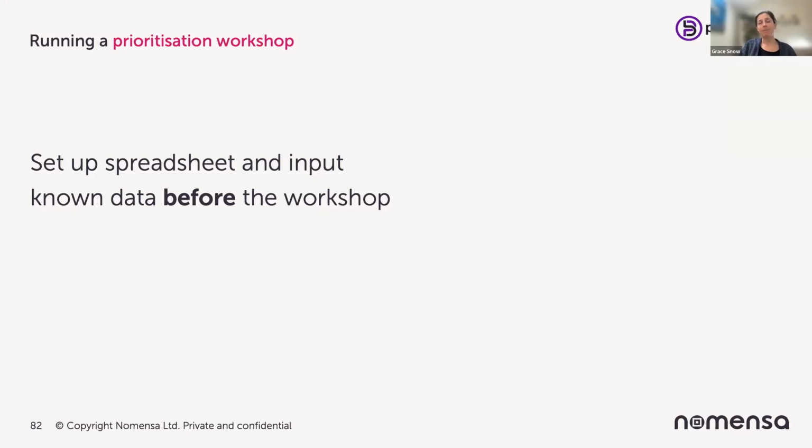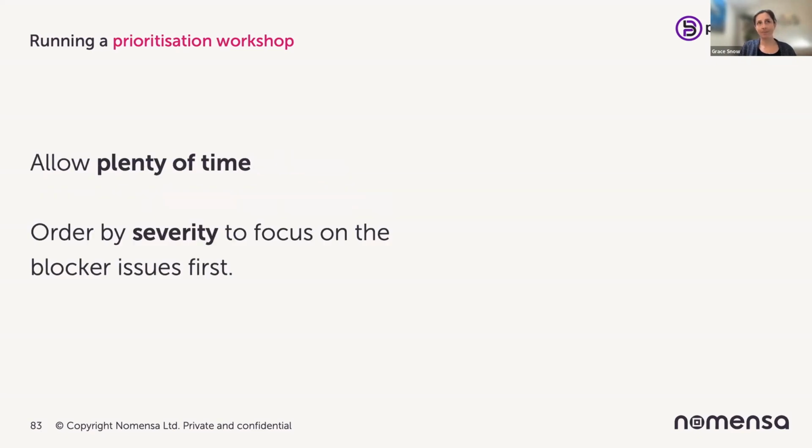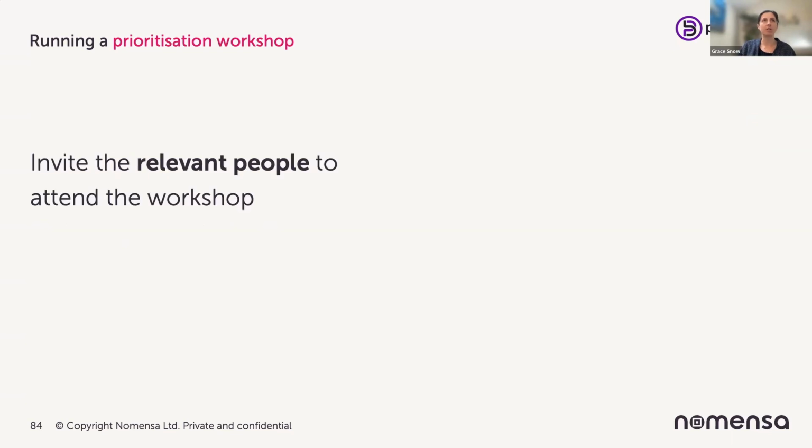So we set up the spreadsheet and input known data before the workshop. Everything that I can work out or make educated guesses about, I would do in advance. And you've got to allow plenty of time. For the workshop, and the same when I'm doing audit playbacks of my audit findings, I'll order by severity first, so that we really focus on the severity of the barriers and get through those blocker issues. So if you run out of time for the minors or the best practice, it's not the end of the world. You've got people into the habit of how to do it and they can carry on in their own time, as long as you've covered those blockers and severe issues.